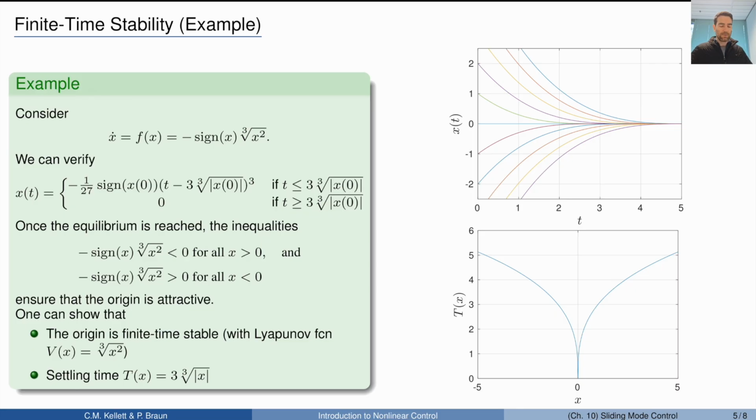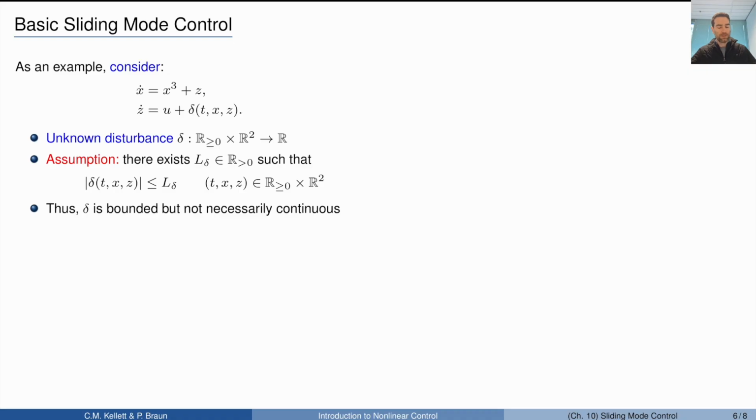But with that, we then have the tools to go back to sliding mode controller designs and to outline the main steps for a sliding mode controller here. And as mentioned before, we are going to look at a particular example, namely here x dot is equal to x cubed plus z, z dot is equal to u plus delta. So we have our disturbance popping up over here.